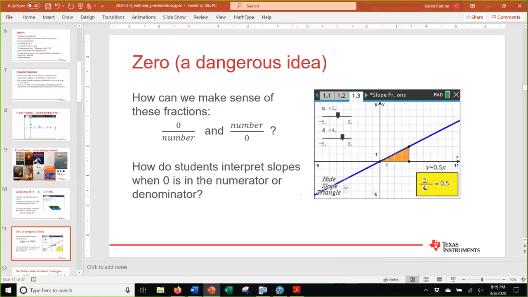Okay, so what I was thinking about when I was trying to think about the idea of 0 is that students often have confusion around fractions where 0 is in the numerator and there's a number in the denominator, and the situations where 0 is in the denominator and there's a number in the numerator. They may remember you can't divide by 0.